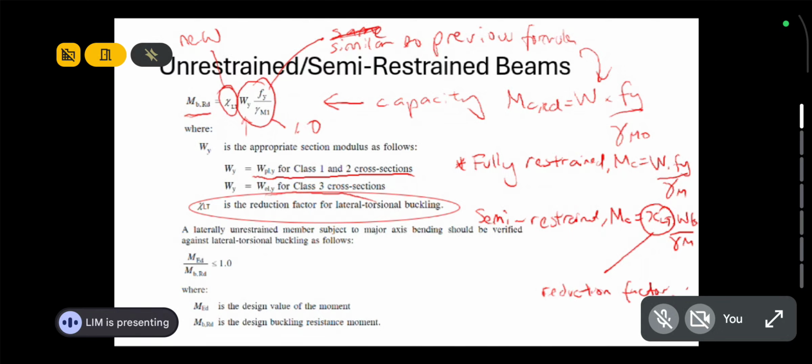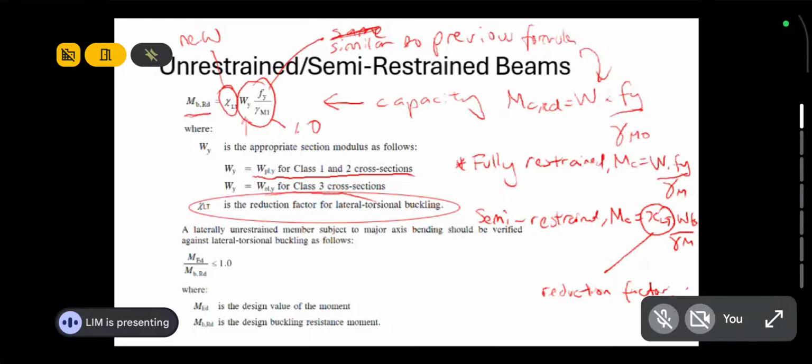So if it's semi-restrained, you have a reduction factor to reduce the MC. All right, so if it's fully restrained, you get the full moment, you get the full strength. But if it's semi-restrained, you need to apply a reduction factor to reduce the strength. Basically, that's it. That's the only difference. Okay, but this is a big difference. Later on, the following slides, you will see the big difference.